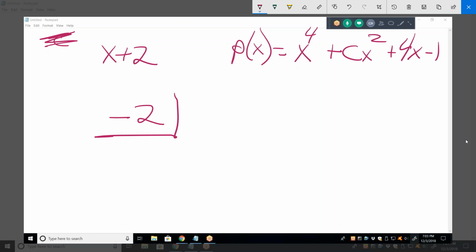Now across the top, 1 is the coefficient of the x to the 4th. Are we missing an x cubed? We are. So I got to put a marker in there, 0. Whether I'm doing synthetic division or long division, I have to account for every degree of the variable. The next number I would write would be the coefficient of the x squared, which is c. And the next one would be the coefficient of the x, and finally the number.